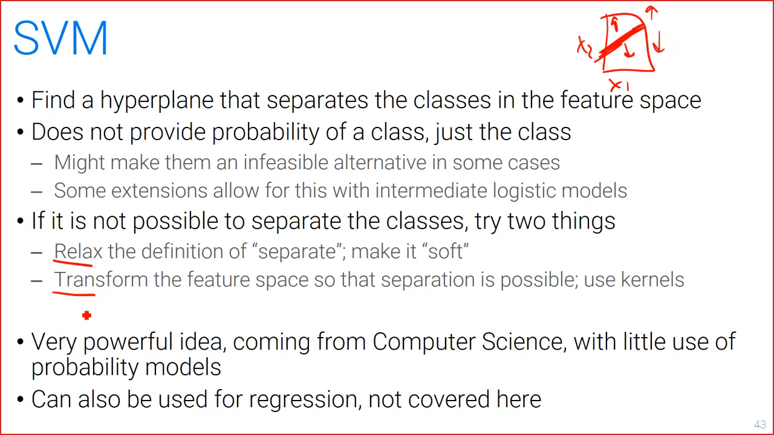Again, they're a very powerful idea. They come entirely from computer science. They have very little use of probability models. And they can also be used for regression, by the way, just like the trees. But again, we're not going to talk about them here. So it's about finding this hyperplane that separates the classes between yes and no, above, below. That's the idea.